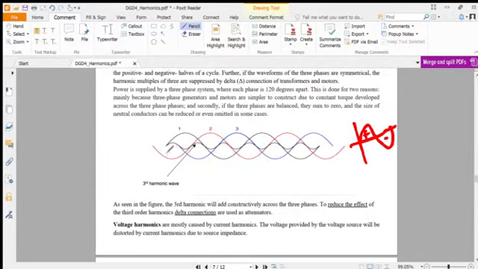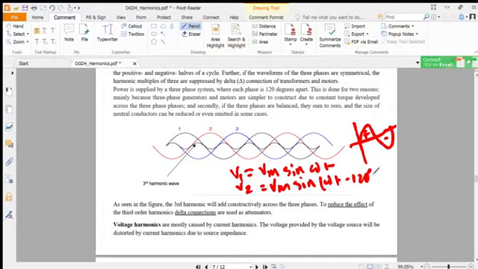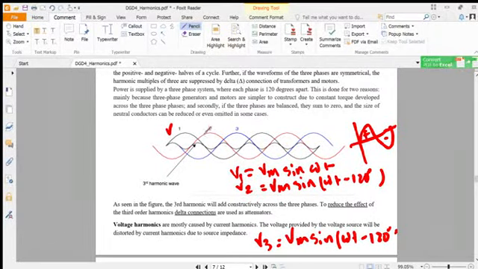It has a phase difference of 0, the second phase is 120 degrees apart, and the third is 240. If we write the equation, for example for voltage, v1 equals Vm sine omega t, for the second one sine omega t minus 120, and the third one is the peak voltage, maximum voltage, sine omega t minus 240. So it's for v1, v2, and v3.